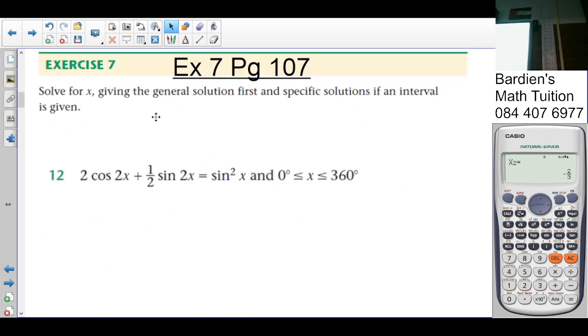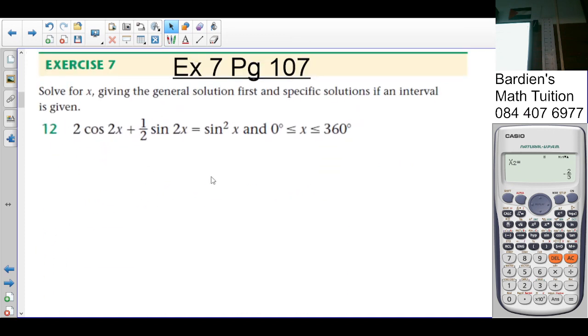Number 12. Again, if you don't get the general solution out, you just come back to me and I can see where we went wrong.